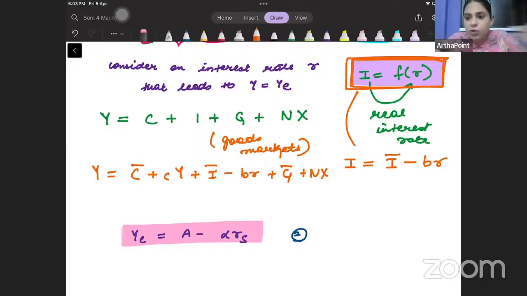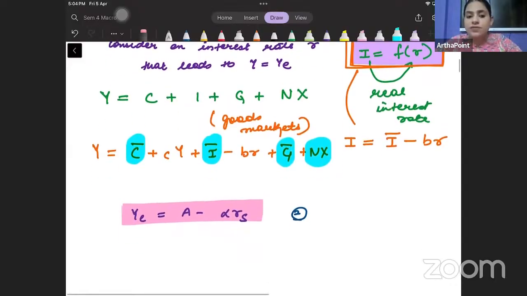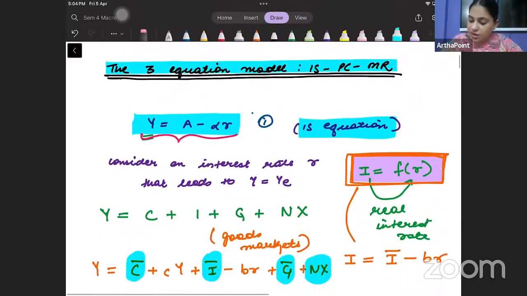So we can go ahead and bring all these autonomous factors together. हम सारे के सारे autonomous factors को एक साथ लेके आ सकते हैं. This factor right here, this factor right here, this factor right here, and this factor right here. These are all autonomous in nature. So what we have gone ahead and done now is we have written a simple way of the IS equation.